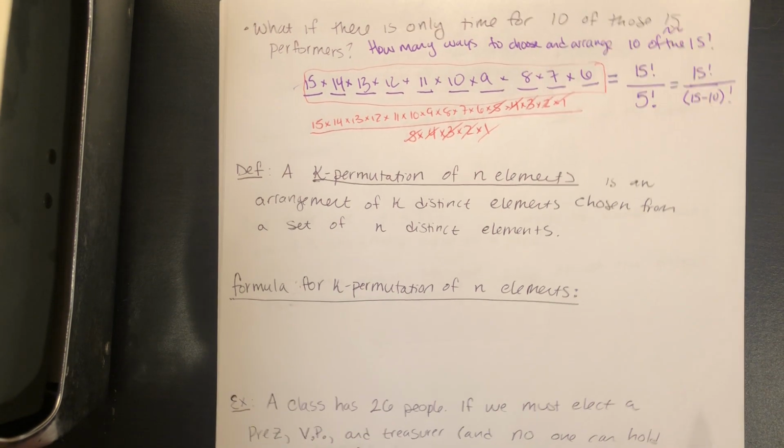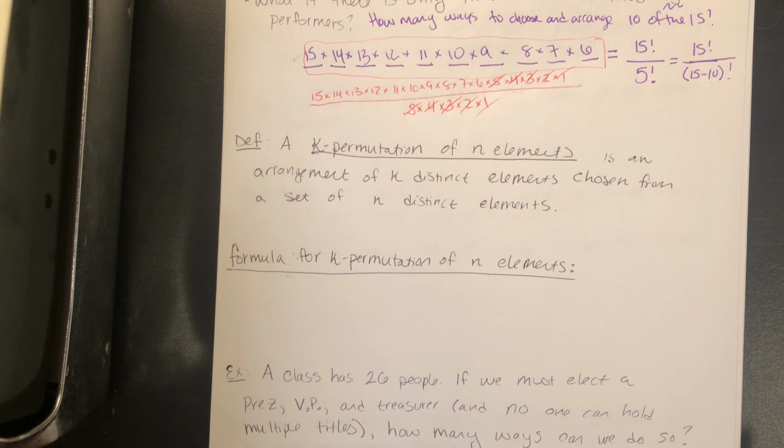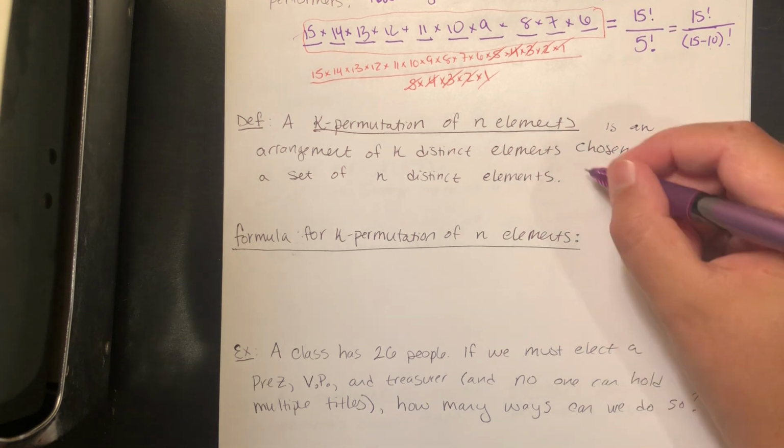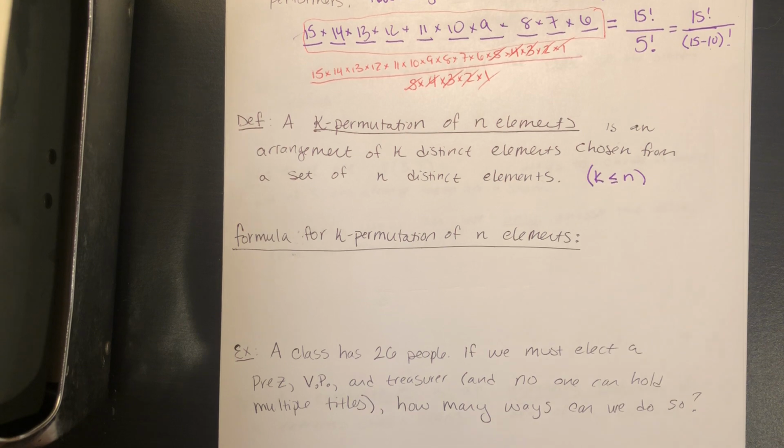And this gives us an idea of why we would want to talk about a K permutation of N elements. So a K permutation of N elements is just an arrangement of K distinct elements chosen from a set of N distinct elements. This requires that K has to be less than or equal to N. It's not going to make sense otherwise. So this is really what we were doing in the last example.